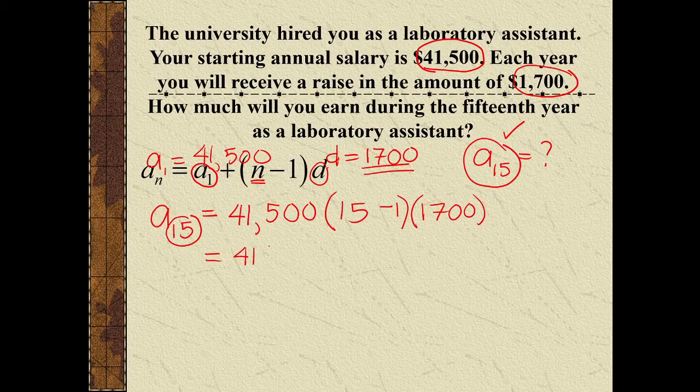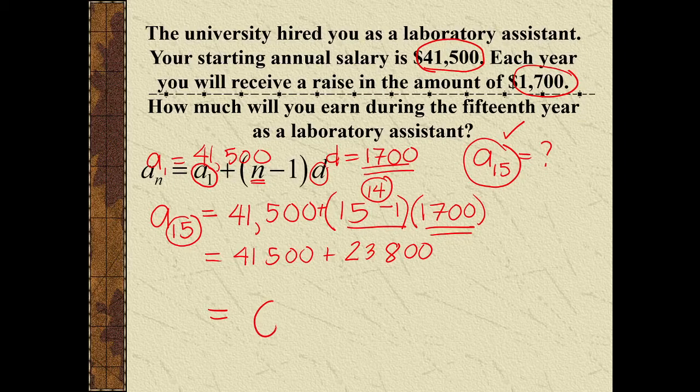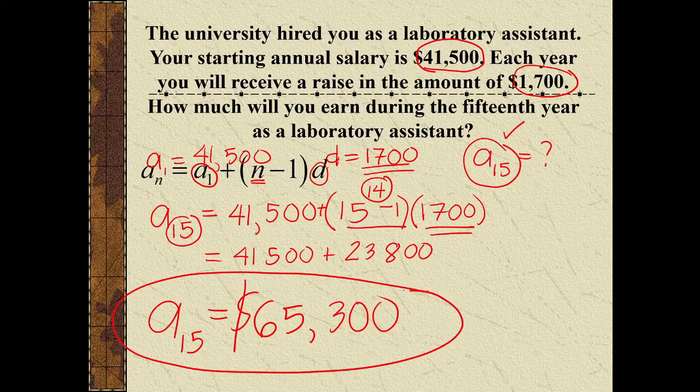Okay, let's compute this now. We have 41,500 plus, this is plus by the way, 14 times 1,700. What is 14 times 1,700? It's 23,800. Add that to 41,500. How much is that? Okay, there you go, in US dollars. This is the annual salary during the 15th year as a laboratory assistant. Is this problem clear?